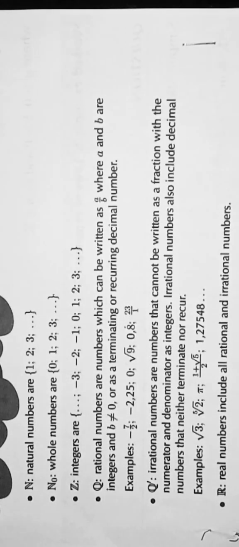And then you can see negative 2,25. As you put it in the calculator, you get this number, which falls under the rational numbers. In this example, negative 7 over 2, negative 2,25, which gives you negative 9 over 4, 0, which is a number that is not recurring.